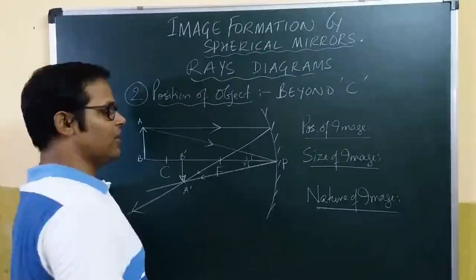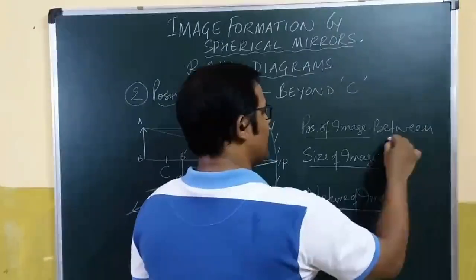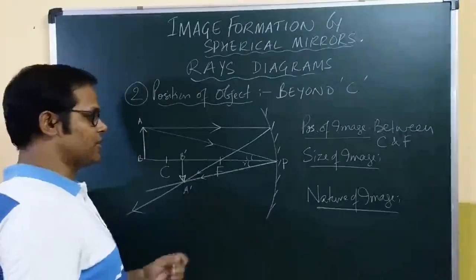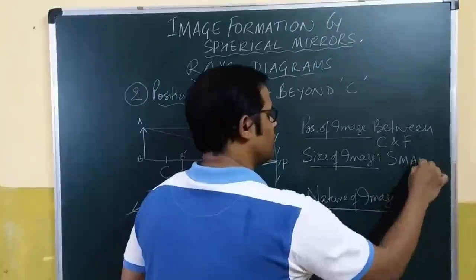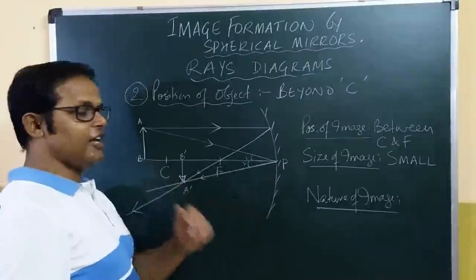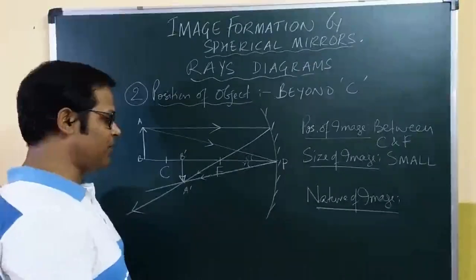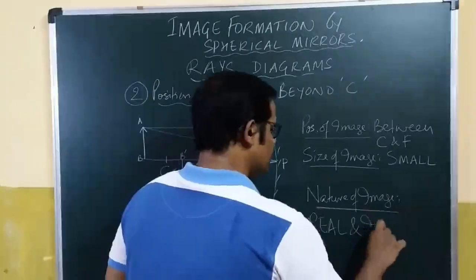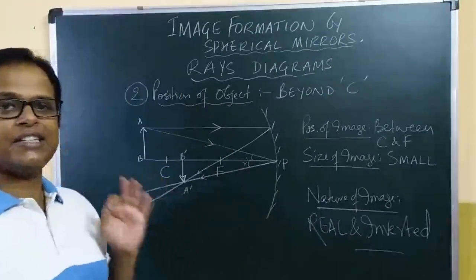So we can quickly write it down. The position of the image is found to be between C and F. That is between the center of curvature and the focus. The size of the image relatively is a smaller one, in comparison to the size of the object, and nature of the image, definitely, I think now most of the students, those who are following me very closely, know the answer. It has to be a real image and upside down, that is inverted image. It's a real and inverted image.